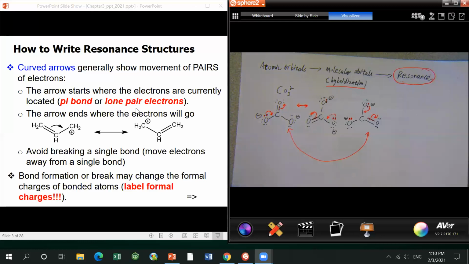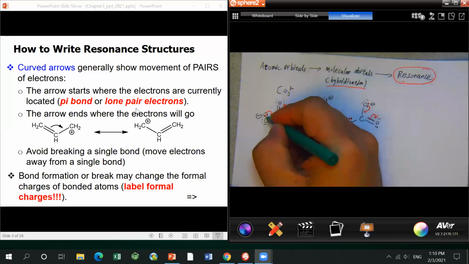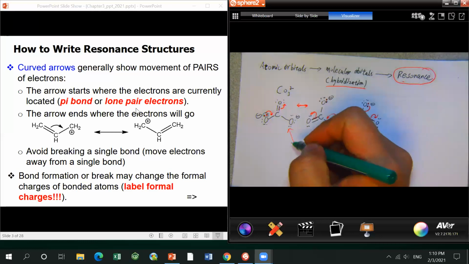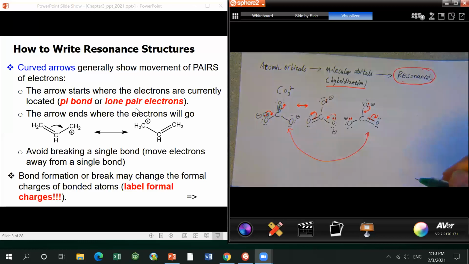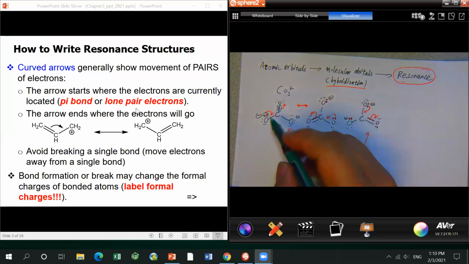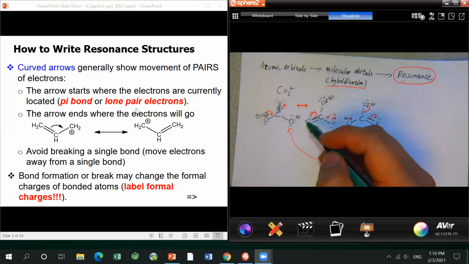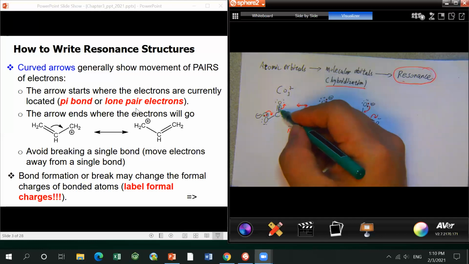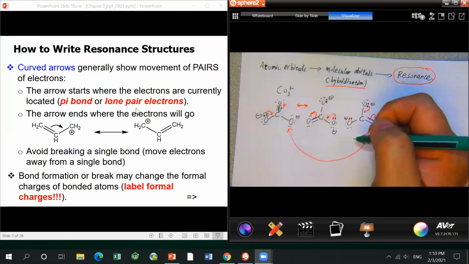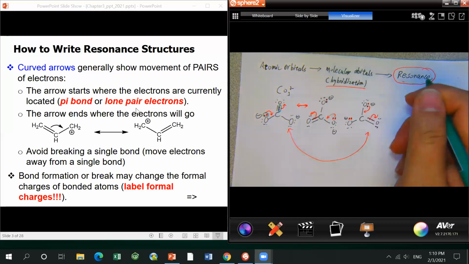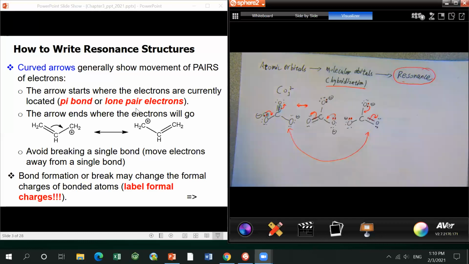Now let's see where it can start, and also we need to show where it goes. For example, these lone pair electrons go to between the carbon and the oxygen to build an actual pi bond. This pair goes to the oxygen and gives you an actual lone pair. That shows where it starts and where it ends. Another example is shown here, a pretty good one.